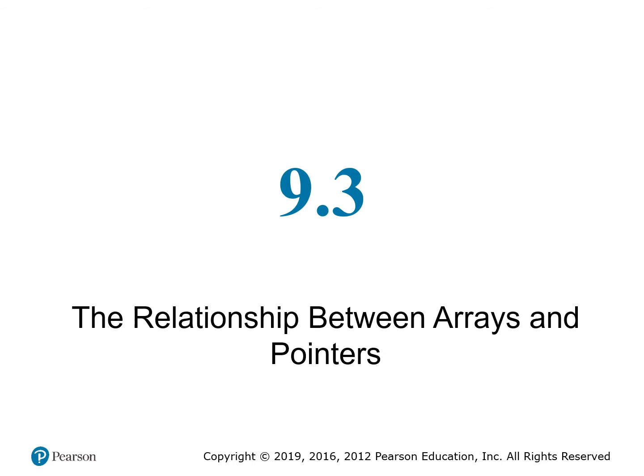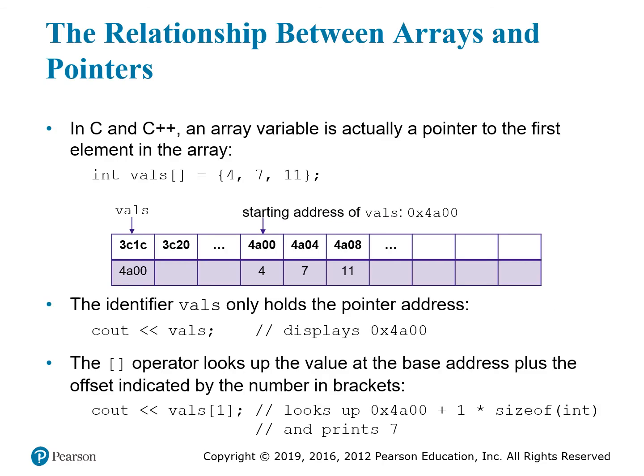Okay. The relationship between arrays and pointers. This is where pointers really get interesting, is that pointers and arrays in C and C++ are essentially the same thing. In C and C++, an array variable is actually a pointer to the first element in the array.